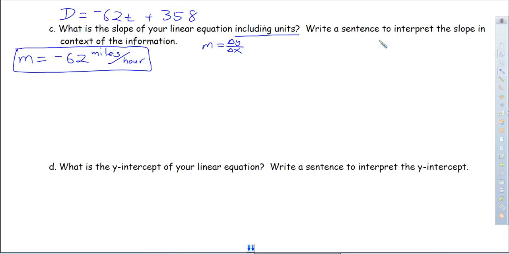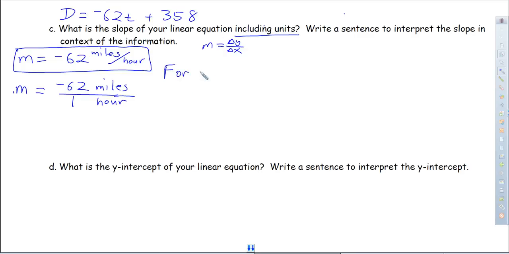Now it asks us to write a sentence to interpret the slope in context of the information. Before we actually write our sentence, I'm going to rewrite the slope. And this will really help with these interpretations. Remember, you can write any number over 1, right? So this would be negative 62 miles for every 1 hour. So what does this tell us? This tells us that for every 1 hour of time Jake drives, his distance from LA is decreasing by 62 miles on average. And that's exactly what we're going to write here.